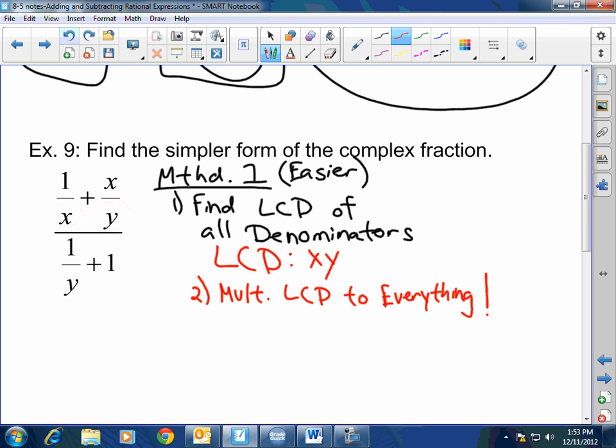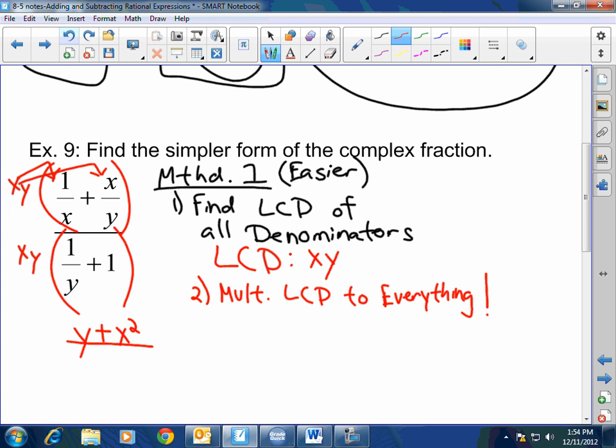So, what does that mean? That means I'm going to multiply this whole top numerator by xy and this whole denominator by xy. So, when I go ahead and distribute, what's xy times 1 over x? It's y, because the x's cancel. What's xy times x over y? X squared. Because the y's cancel and x times x is x squared. Then what's xy times 1 over y? X. And then what's xy times 1? Plus xy. Are you guys with me so far?